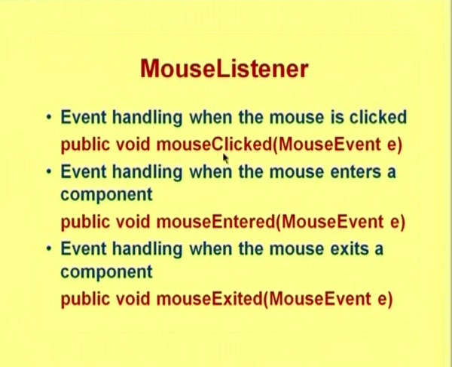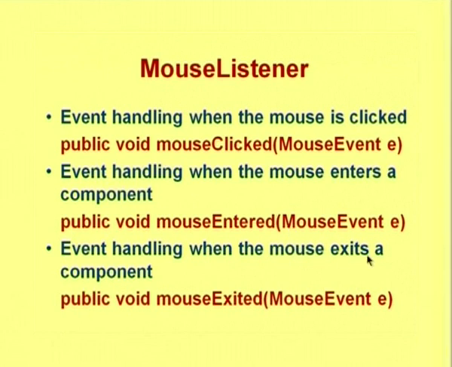So, whenever a mouse is clicked, this particular event handling mechanism will be executed in the class that has implemented the mouse listener. So, I have to implement all the methods. One of the methods is mouseClicked, which will be executed when I click the mouse. And event handling when the mouse enters a component: whenever I make my mouse enter a particular component, this method will be used in order to handle that event.